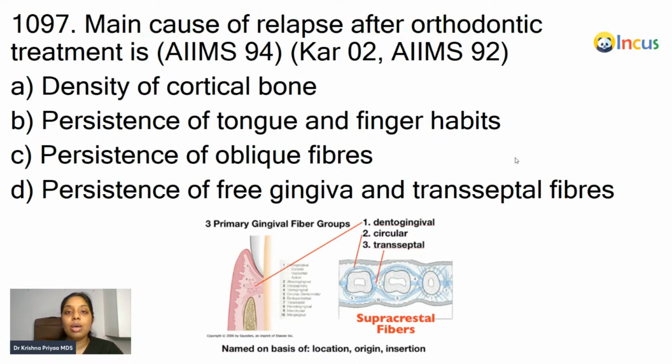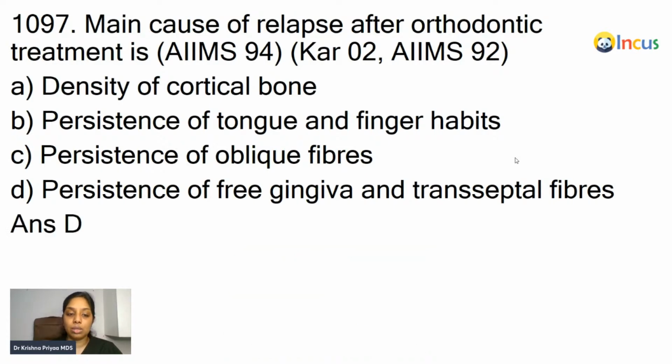Moving to the next question, the main cause of relapse after orthodontic treatment is what? What is the reason the relapse is happening? Density of cortical bone, persistence of tongue and finger habits, persistence of oblique fibers, persistence of free gingiva and transseptal fibers. You should understand where the transseptal fibers are. They are some of the supracrestal fibers. These transseptal fibers are a horizontal connection between adjacent teeth, and they run along the entire arch form. The free gingiva and transseptal fibers play a very important role in keeping the tooth in its original position and maintaining a memory of it. So the main cause of the relapse may be the persistence of free gingiva and the transseptal fibers.